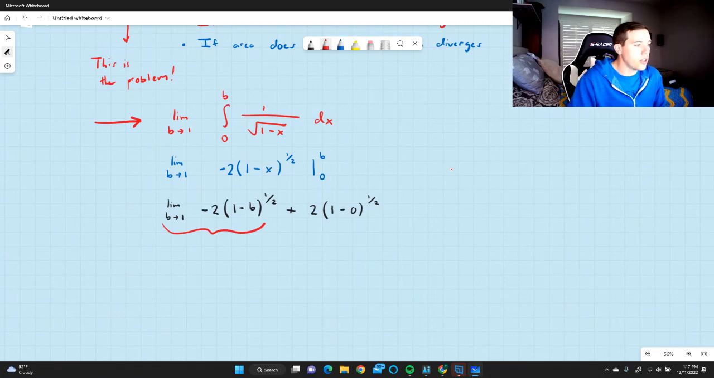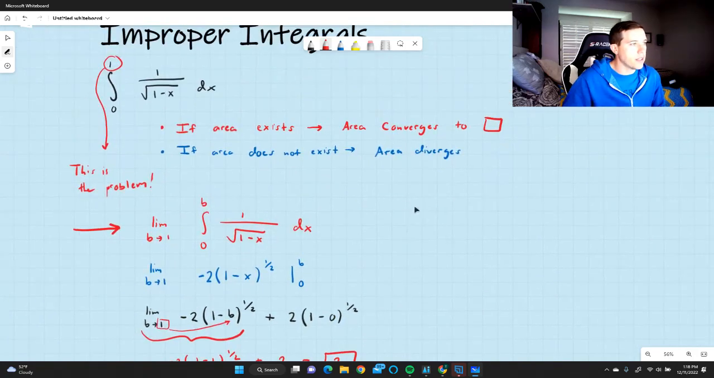Or you do the calculation and there's no problem. So we have to evaluate this limit. It's not a fraction, so we're not going to use our fraction rules. We're just going to try direct substitution and see if it works or not. And actually, this one does. You get -2 times 1 minus 1, which is just 0, plus 2. 1 minus 0 is 1. Square root of 1 is 1. So the answer is just 2. So this area did in fact exist. This integral did exist, and it converged to 2.